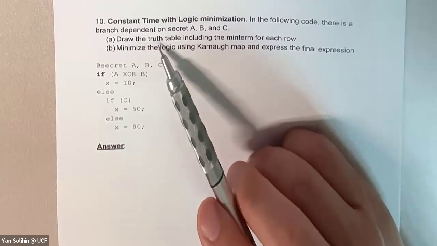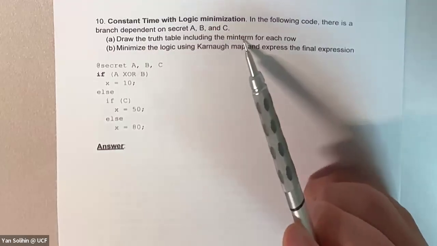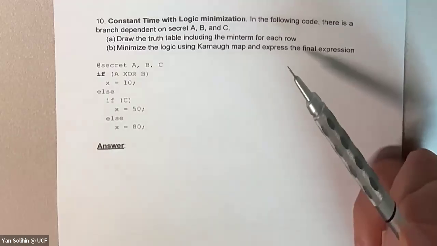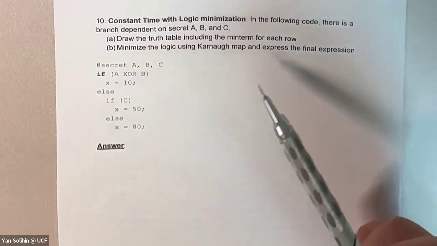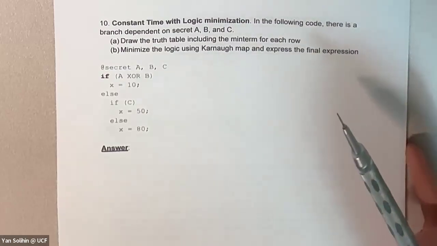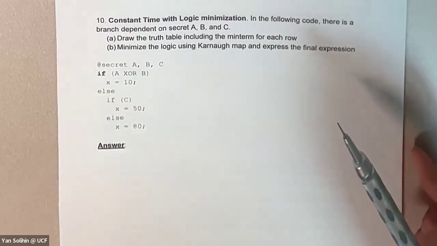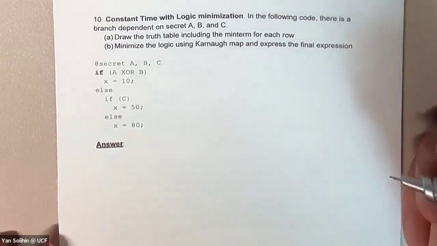So part A, draw the truth table, including the min term for each row. Part B is to minimize the logic using Karnaugh map and express the final expression. Okay, let's start with part A.